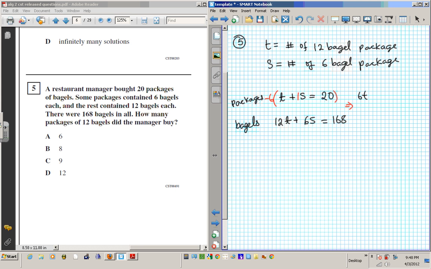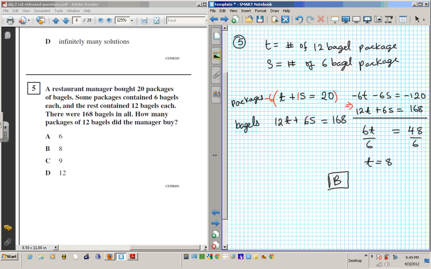That yields negative 6t minus 6s equals negative 120. And down here we have 12t plus 6s equals 168. These are opposites, right? That's exactly what I wanted. So I just combine them downwards, and that gives me 6t equals 48. To get t, the number of 12 bagel packages, divide both sides by 6. Then t equals 8, because 8 times 6 is 48. So the answer is 8. B is the answer to number 5.